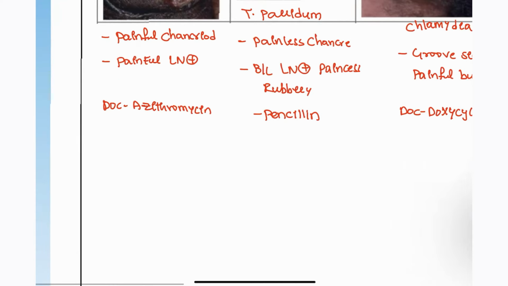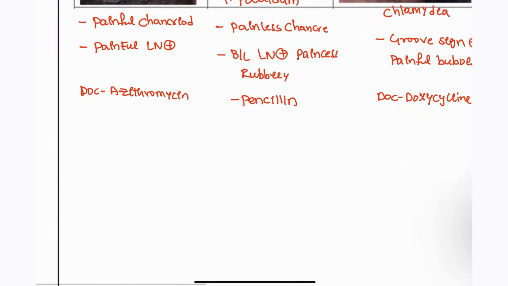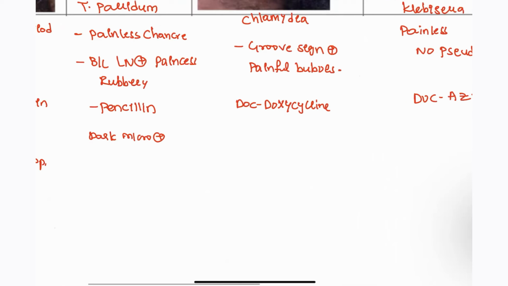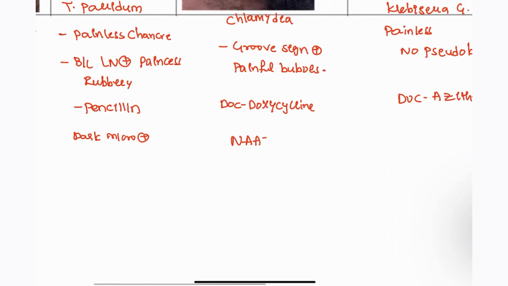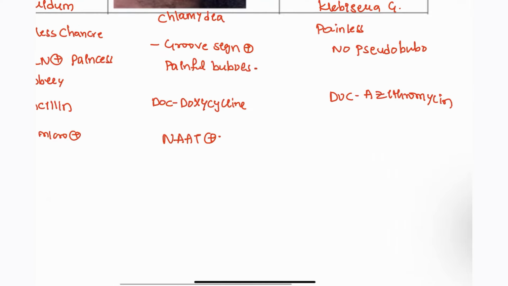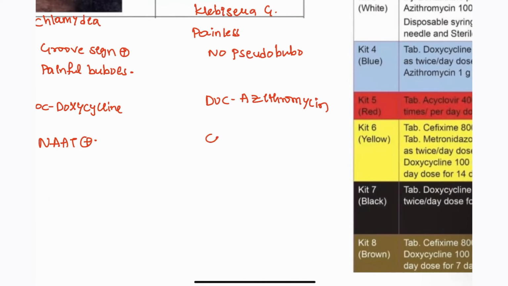And the specific signs, if you want to see them: this is going to be positive on the culture, with fish or railroad track appearance. And here darkfield microscopy is going to be positive in this patient, and for Chlamydia, nucleic acid amplification test will be positive. And here also on culture you are going to see the Donovan bodies. So Donovan bodies will be seen in this patient.